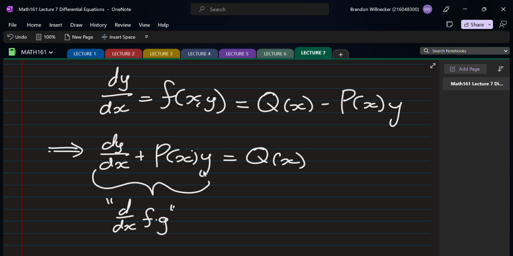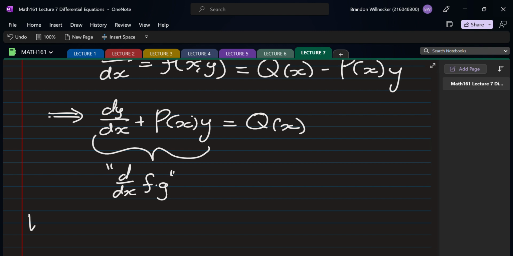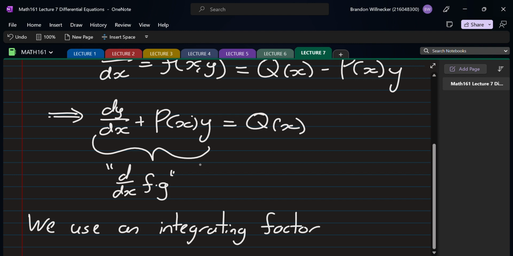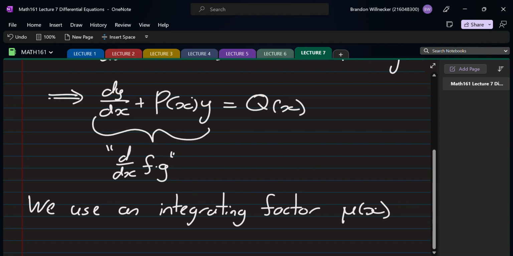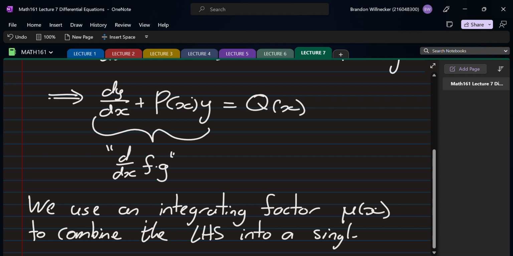So what we do is we use what's called an integrating factor. Okay, sometimes it's called I(x), sometimes it's called mu(x). Okay, so we use an integrating factor to combine the left-hand side into a single term.